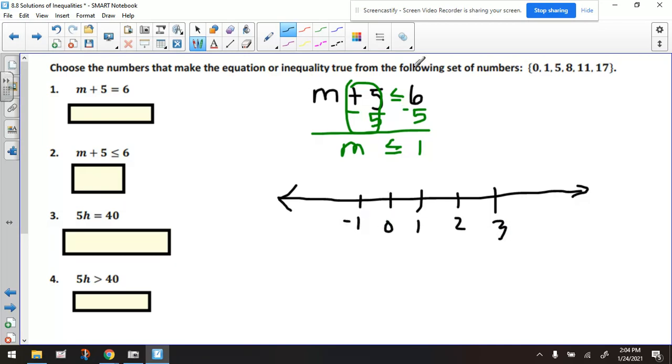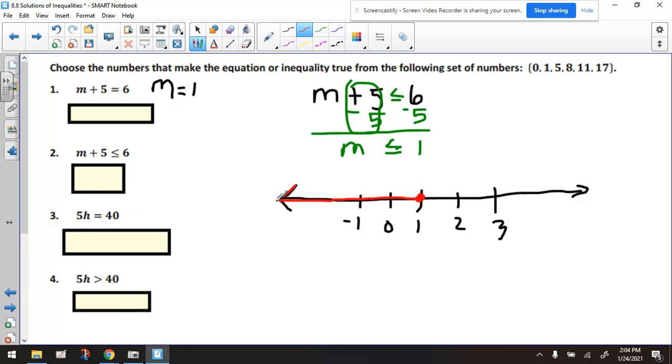Now, in this case, they're talking about looking at some of the numbers in this set and deciding whether or not that's a solution. So in the case of this equation, we know that it's just plain old m equals 1. That's easy. But when you have an inequality, and you're saying to yourself, m is less than or equal to 1, then we want to find 1 on our number line and pick values that are less than or equal.